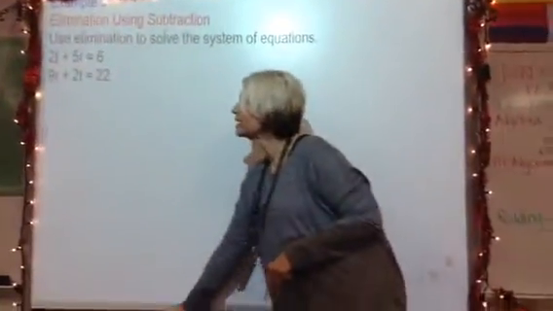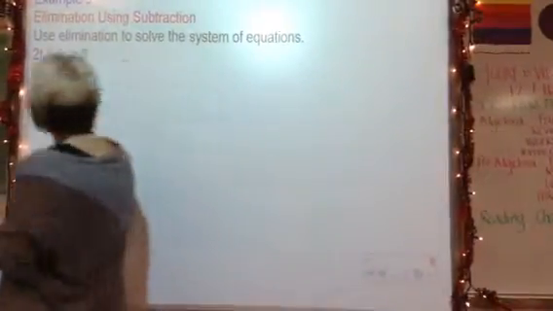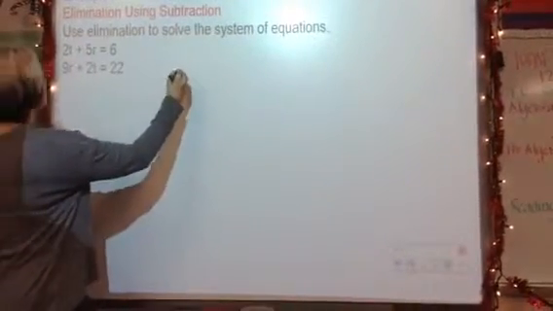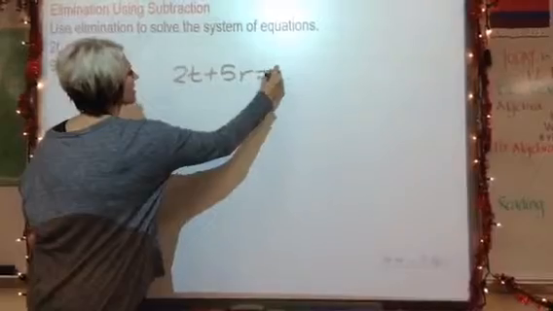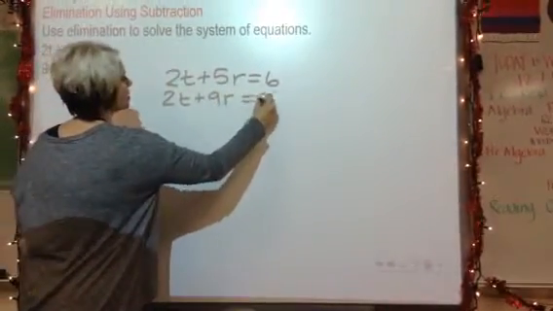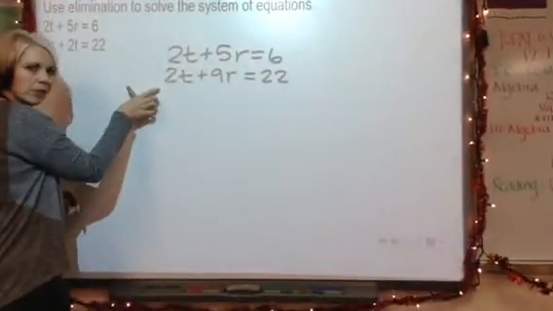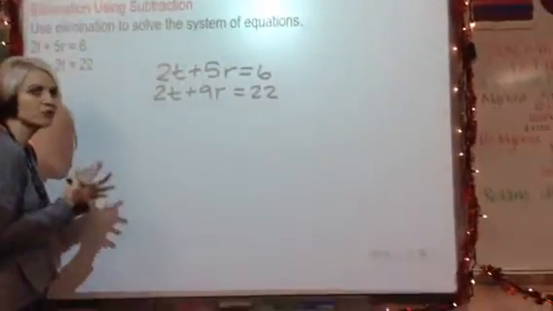Now, example 3 is to use elimination by subtraction. And if you'll notice here, I have a t here and a t here, but they're not in the same order. So what I'm going to do is I'm going to just rewrite this. So this is 2t plus 5r equals 6. And then this is 2t plus 9r equals 22. Do you see now how we have the same variable with the same number? So we want to use subtraction here. And when we use subtraction, we have to subtract everything.